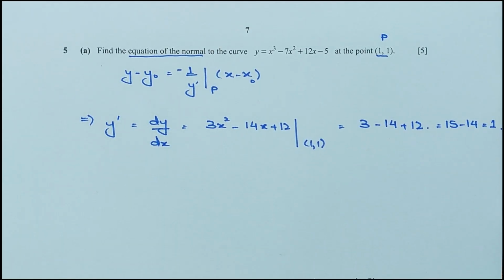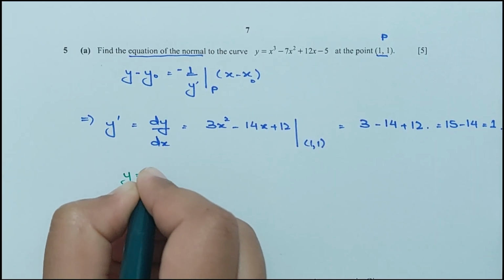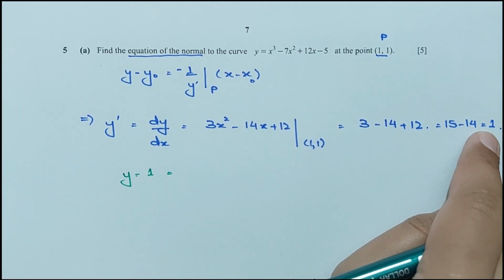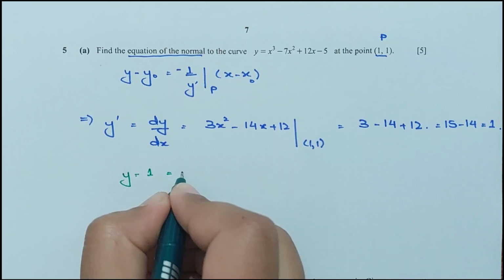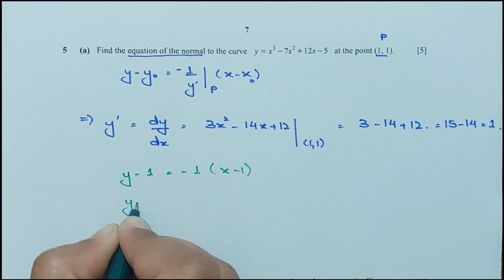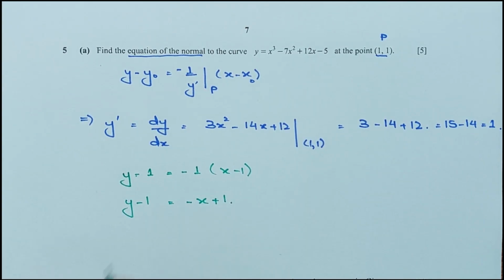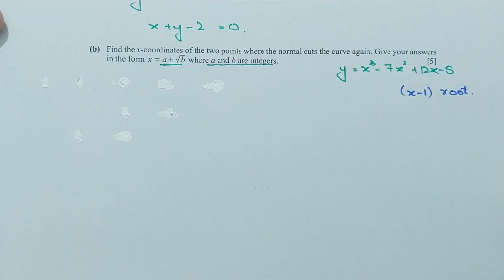Now let me substitute this into the equation of normal, which is y minus 1 equals the negative reciprocal of 1, which is minus 1, times x minus 1. So y minus 1 equals minus x plus 1. Or we can say y minus 1 plus x minus 1 equals 0. So x plus y minus 2 equals 0. This is the equation of normal to that curve.